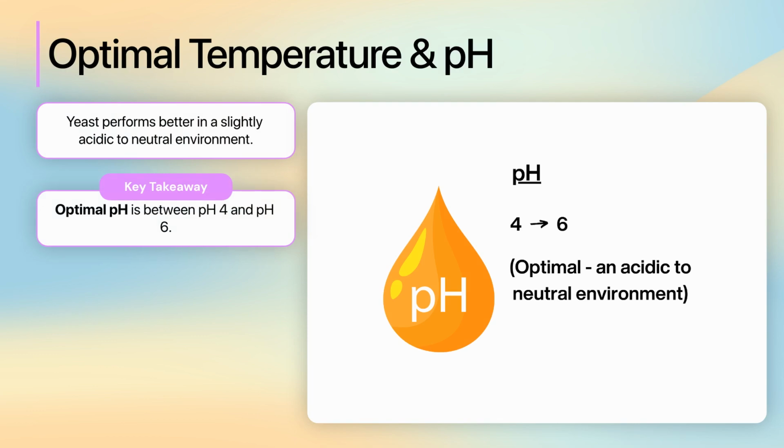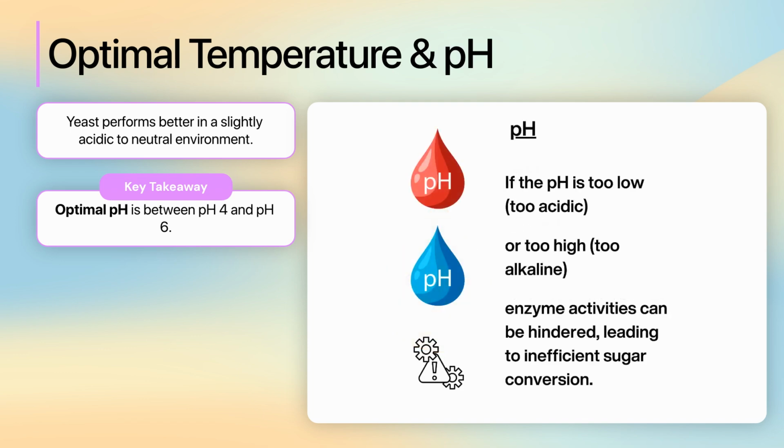These pH conditions help maintain the functionality of enzymes involved in the fermentation process. If the pH is too low or too high, enzyme activities can be hindered, leading to inefficient sugar conversion. Therefore, ensuring the pH stays within this optimal range supports the metabolic processes of yeast.